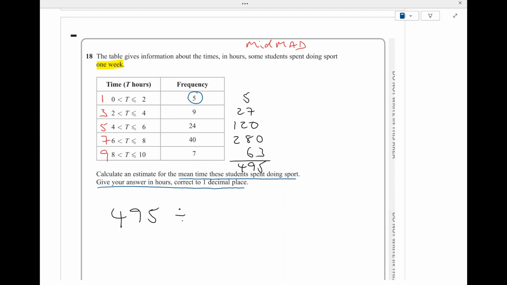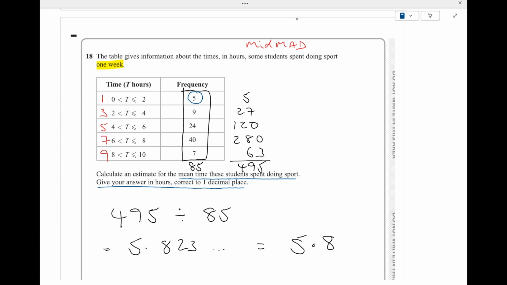So to work out an estimate for the mean, we do the total amount of time divided by the number of students. How many students? Well, to do that, you have to add up the frequencies. 5 and 9 is 14, plus 24 is 38, plus 40 is 78, plus 7 is 85. So there are 85 students altogether. So I have to do 495 divided by 85 gives me 5.823 and so on. So to 1 decimal place, each person on average spent 5.8 hours doing sport.